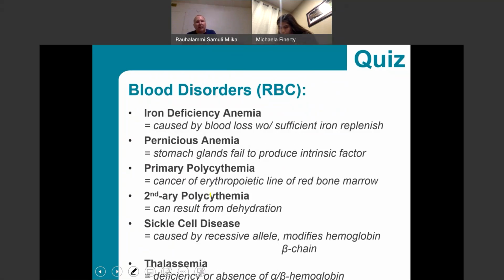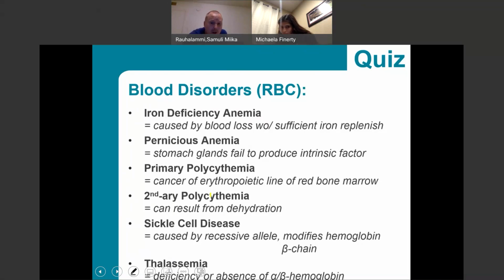Pernicious anemia is when your stomach glands fail to produce intrinsic factor. And primary polycythemia is a cancer of the erythropoietic line of red bone marrow. So we remember the red bone marrow was where the formed elements were produced. If we have cancer within the red bone marrow, we would end up with primary polycythemia. Secondary polycythemia can result actually from dehydration. So dehydration alone can be a cause of secondary polycythemia.